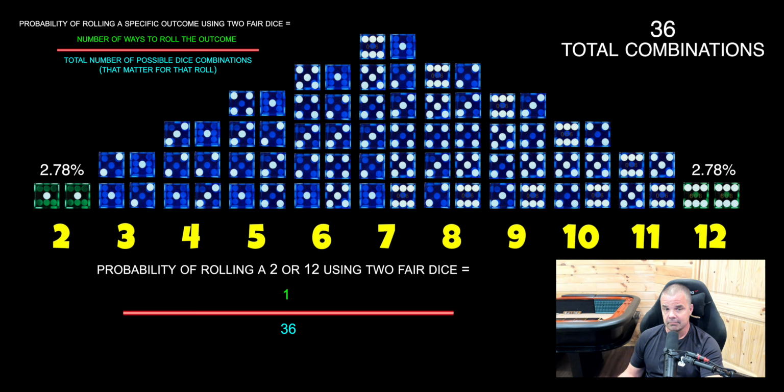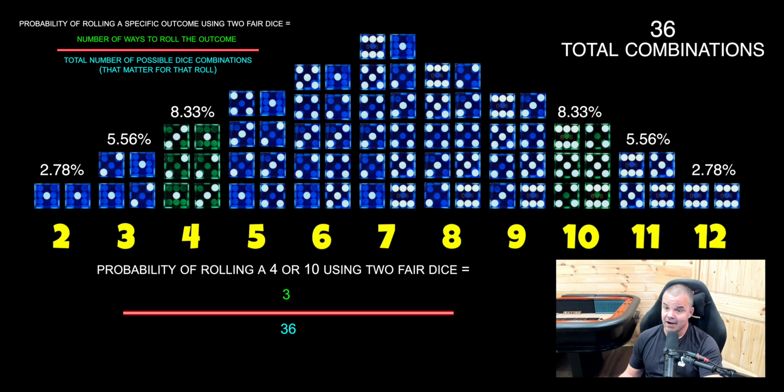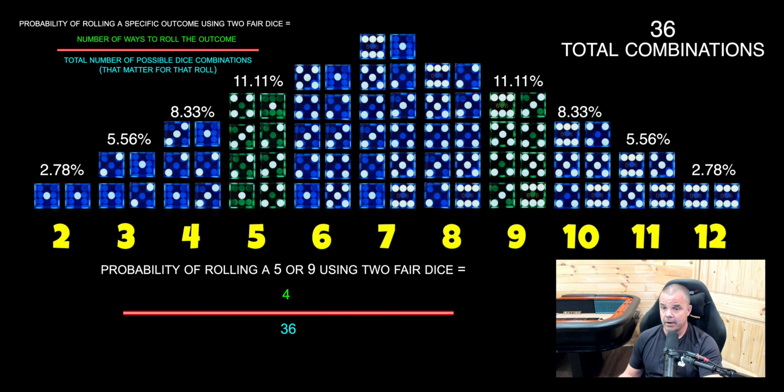A 3 and 11 both have 2 ways you can roll it, shown in the picture there. Still 36 ways possible for a total probability of 5.56%. That's it. No matter what you roll, a 3 can come out 5.56% every time the dice get rolled. A 4 and a 10, 3 ways to roll, 36 combinations, 8.33%. 5 and 9, there's 4 ways you can roll it, 11.11%.